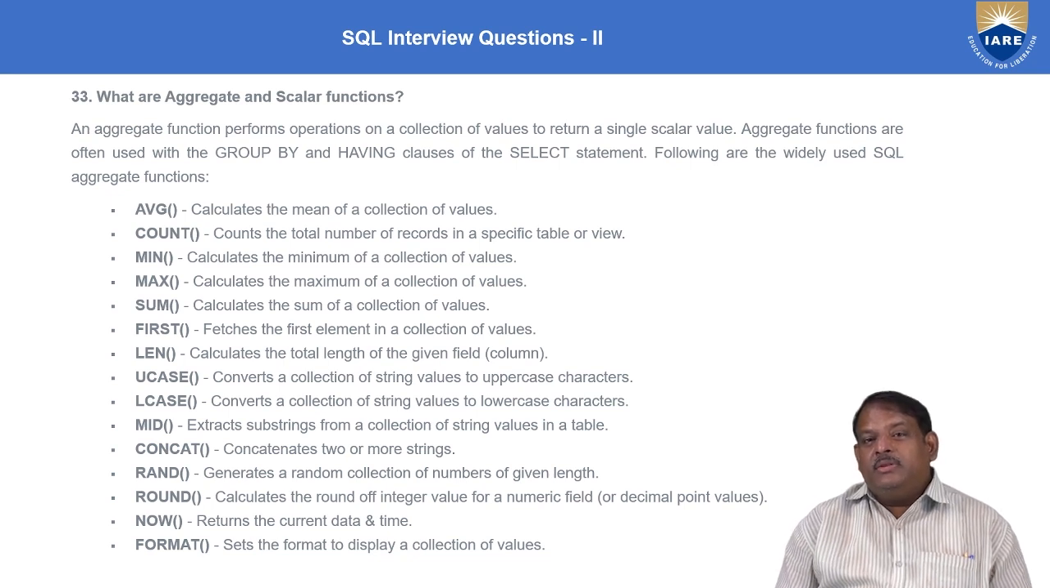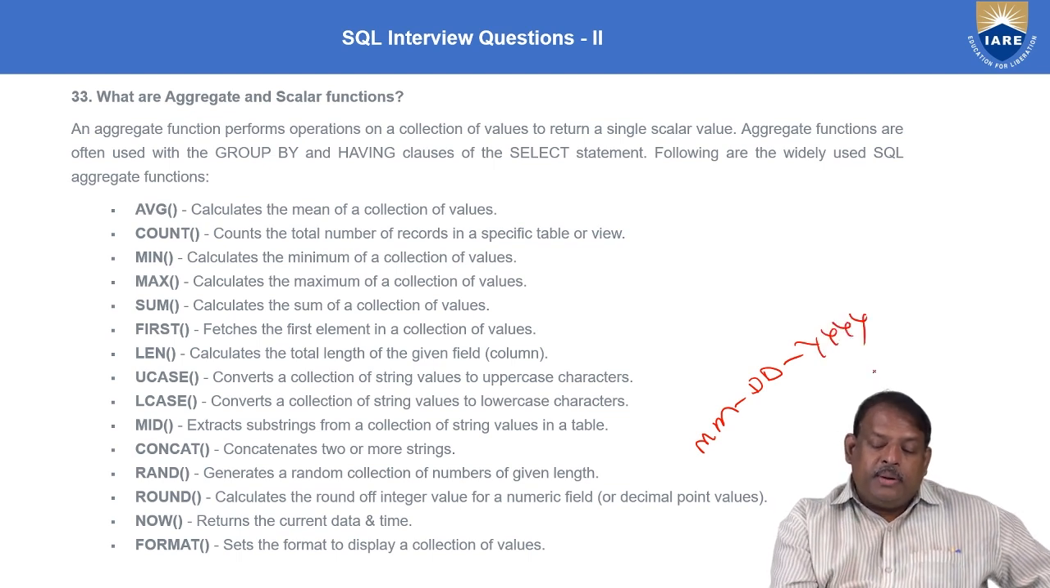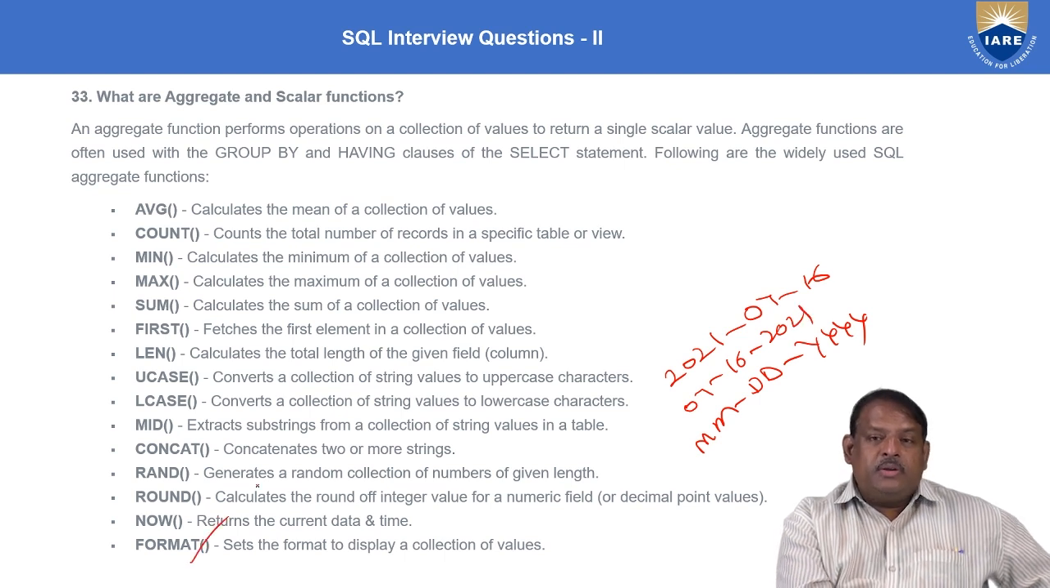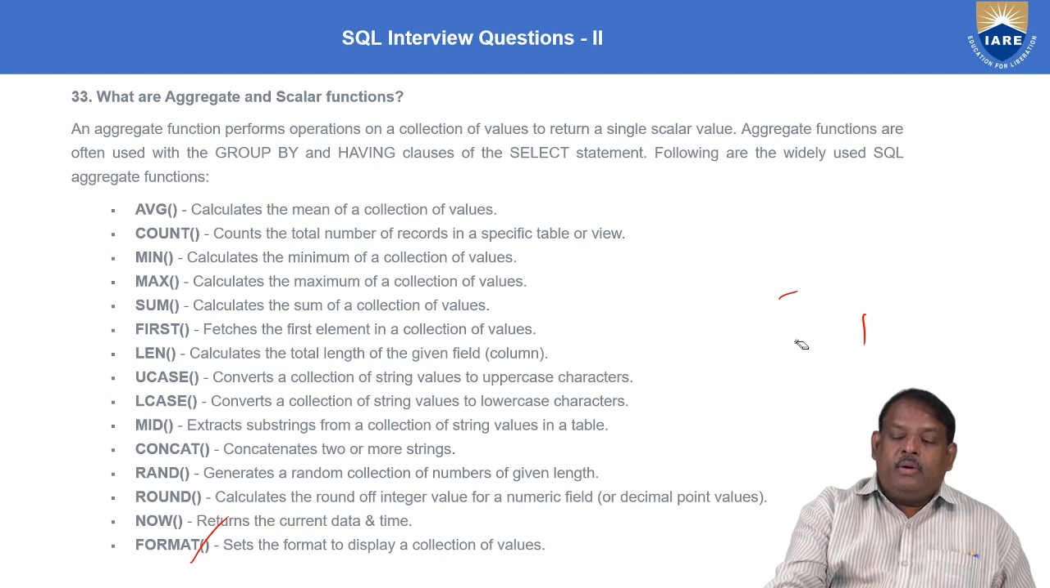By these format functions, you can set how to display your date. Suppose you want to display your date in MM, DD, and YY. We have to use the date format, because by default your date is stored like this: 2021-07-16. If you want to retrieve this date in this format, like 07-16-2021, we have to use the format function. That means we have to format the data to display it in our desired way.